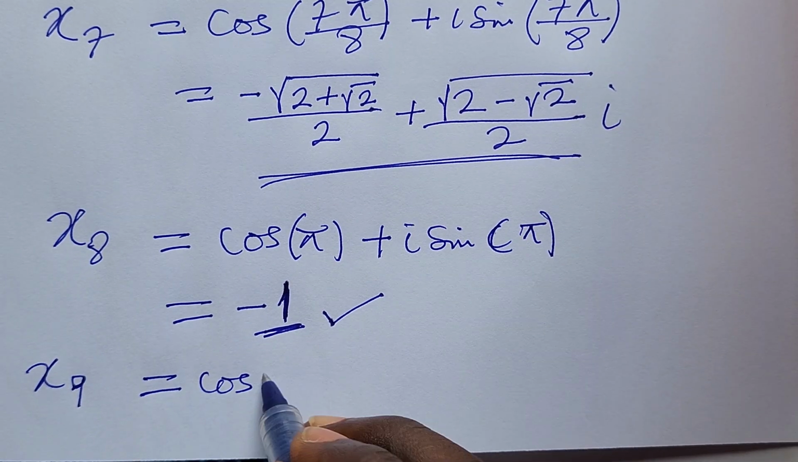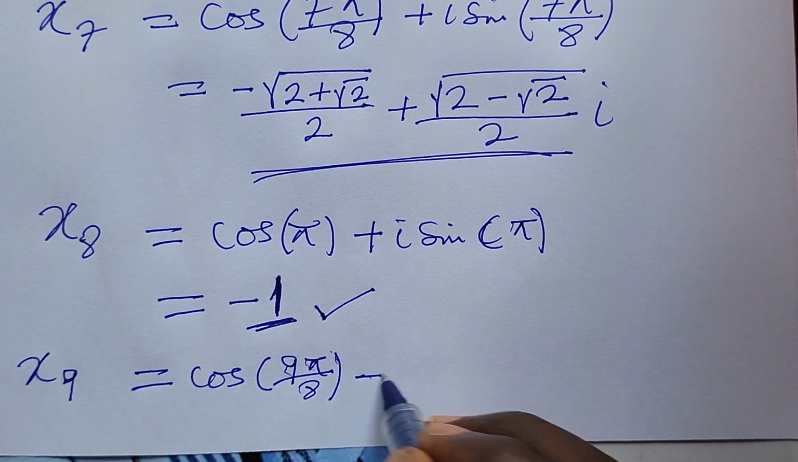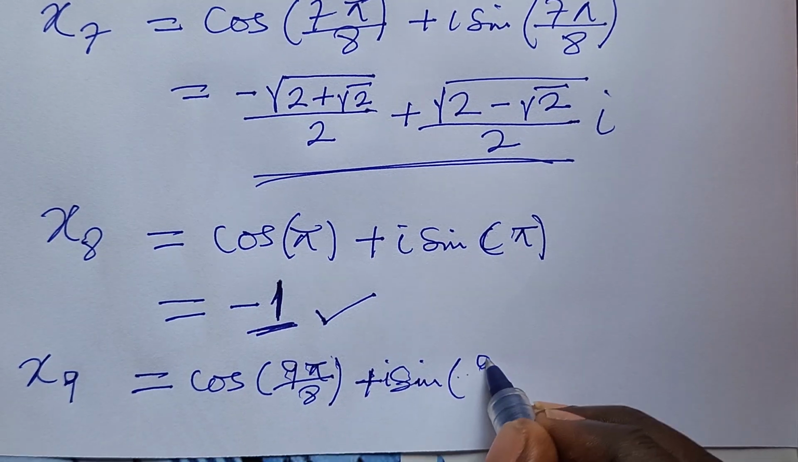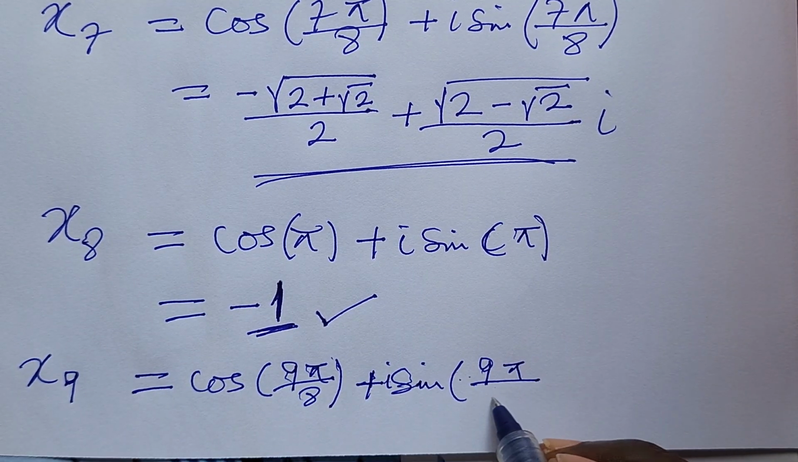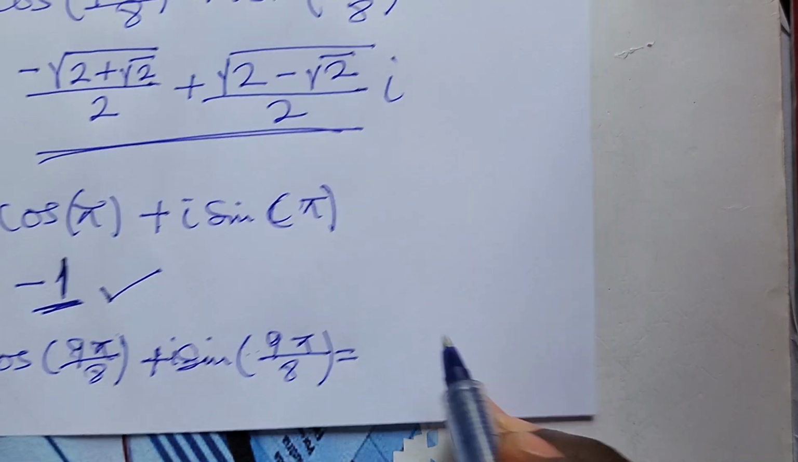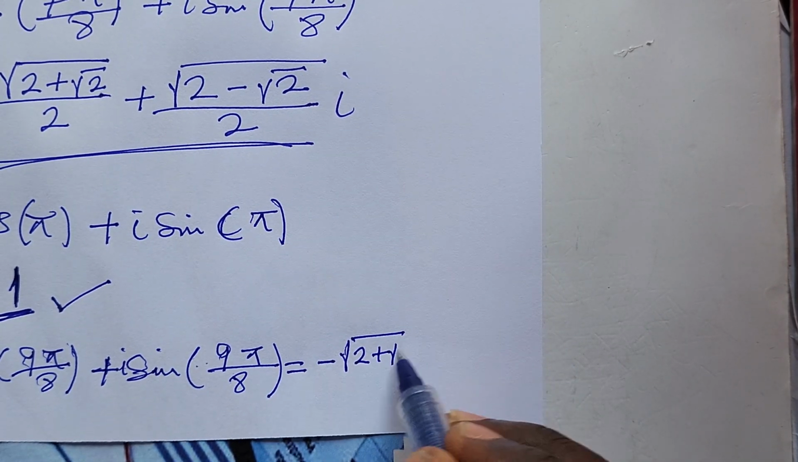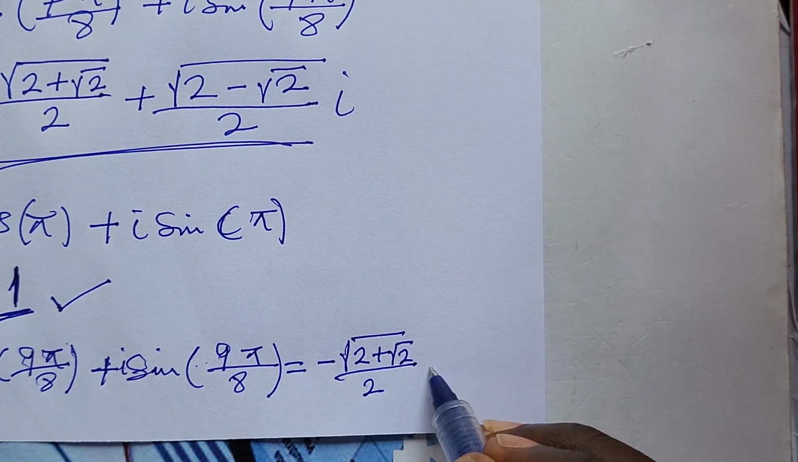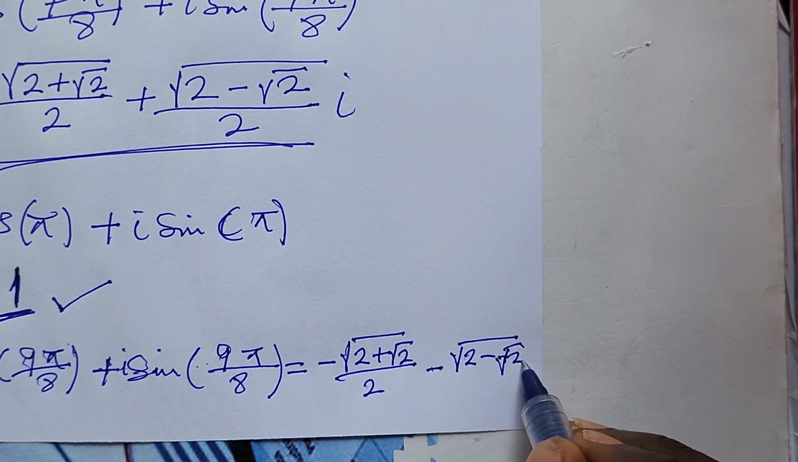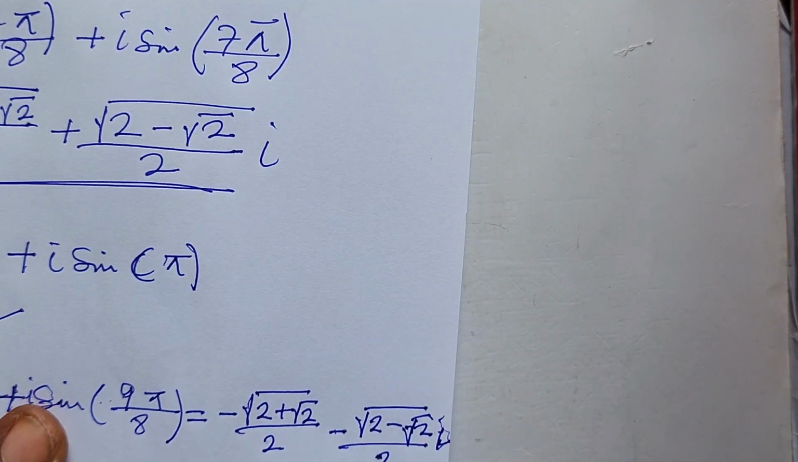All right, so our x9, x subscript 9, is equal to cos(9π/8) plus i sin(9π/8). So this will give us minus the square root of (2 plus the square root of 2) all over 2, then minus the square root of (2 minus the square root of 2) all over 2 iota.